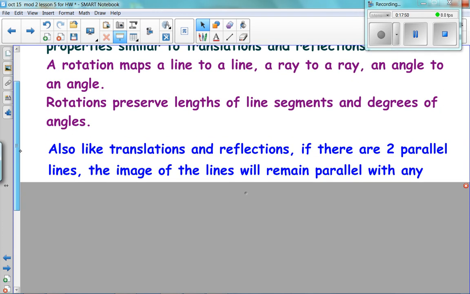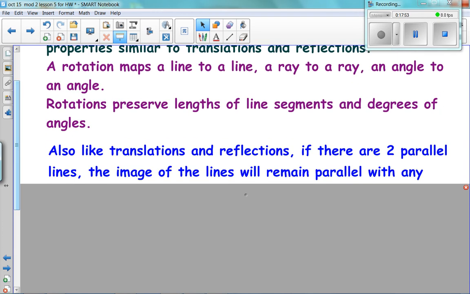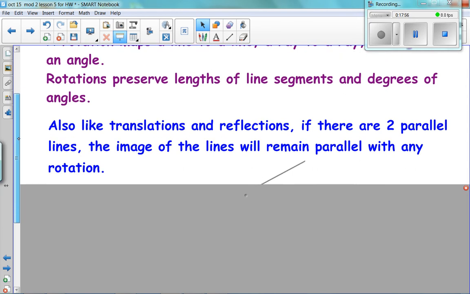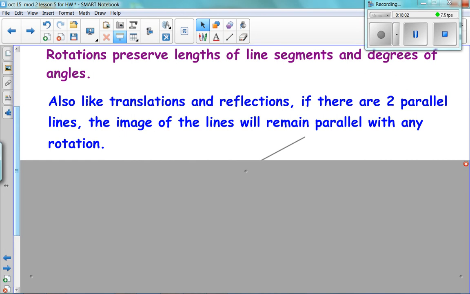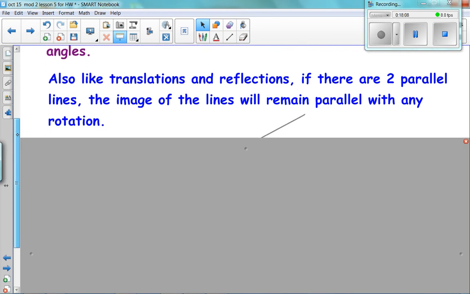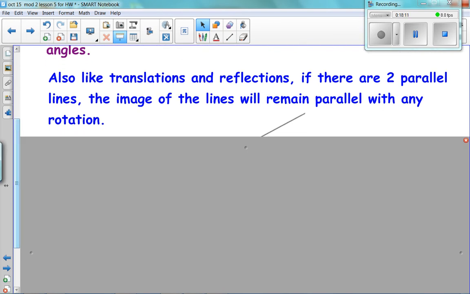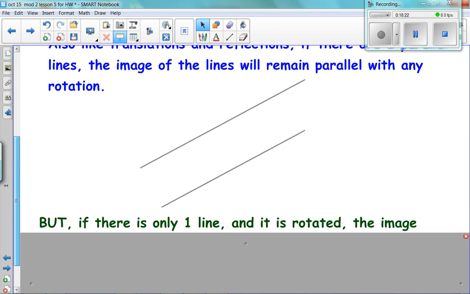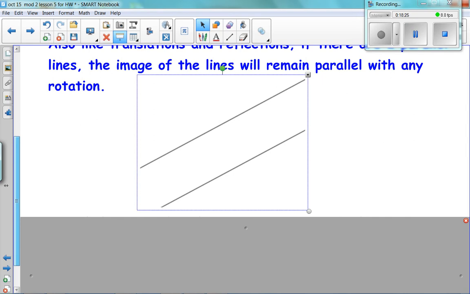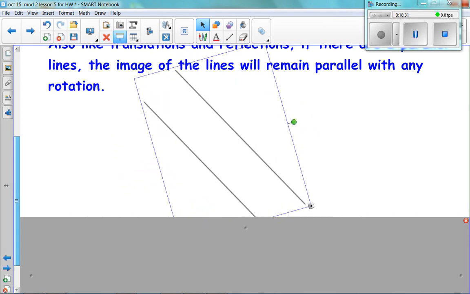Also like translations and reflections, if there are two parallel lines, the image of the lines will remain parallel with any rotation. By the way, if you're copying these notes, as you should be, pause the video to copy the notes before continuing. So rotations are like translations and reflections, where if you have two parallel lines, the image of the lines will remain parallel with any rotation. So if I rotate these two, they're parallel right now, they rotate together. They rotate in tandem.